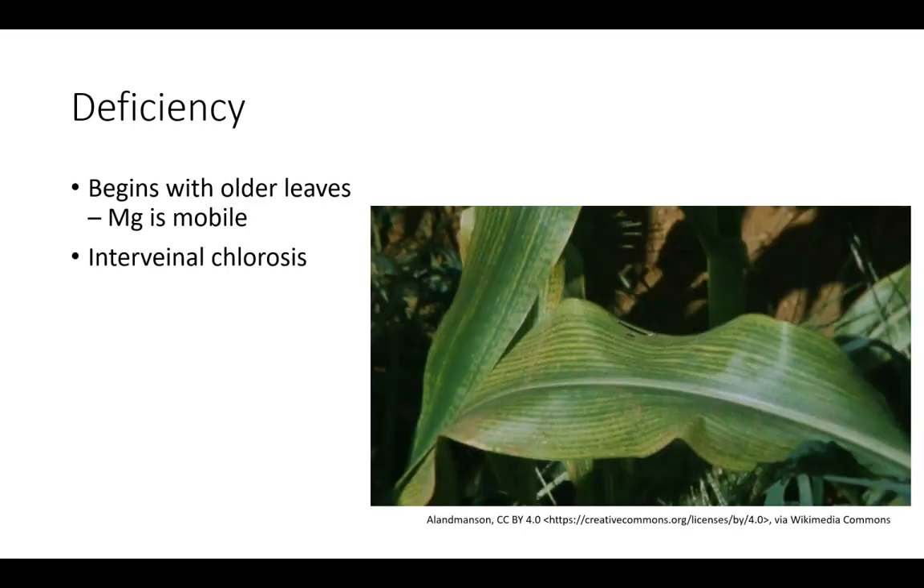Deficiency. Magnesium deficiency begins with the older leaves. Magnesium is mobile. It is not tightly bound to anything. Since it is mobile, it will move to another part of the plant. You often get interveinal chlorosis.